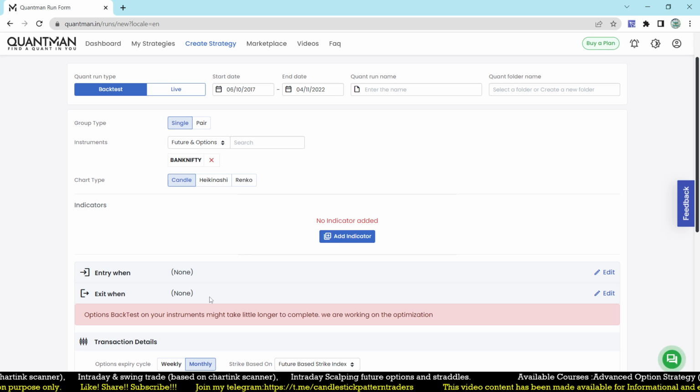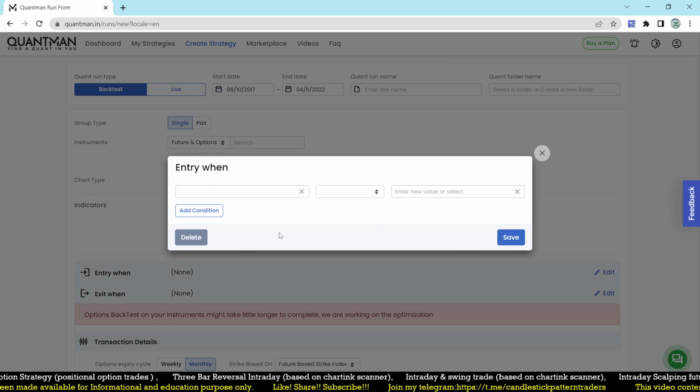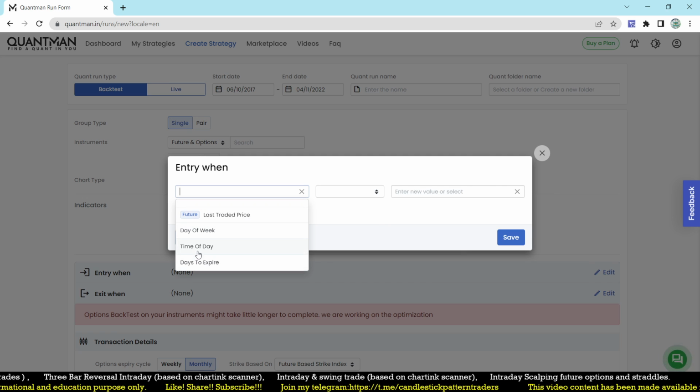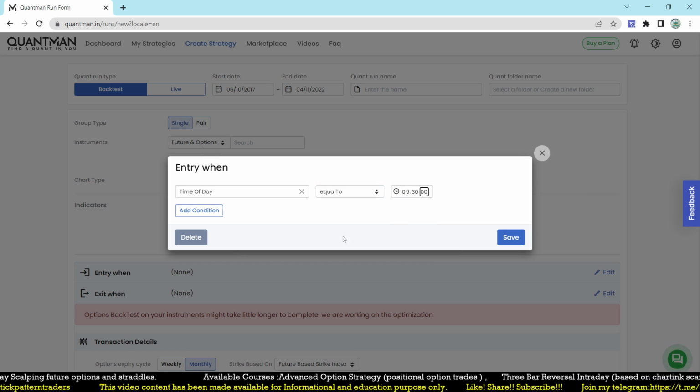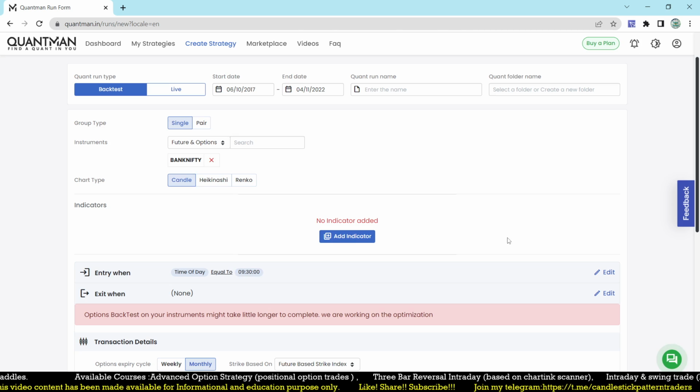The time frame I'm focusing on is that I want to take a trade by 9:30. So after market open, I leave the first 15 minutes, and I'm going to enter my trades at exactly 9:30. The time of the day is equal to 9:30:00 seconds. This is the condition when my entry is going to trigger.